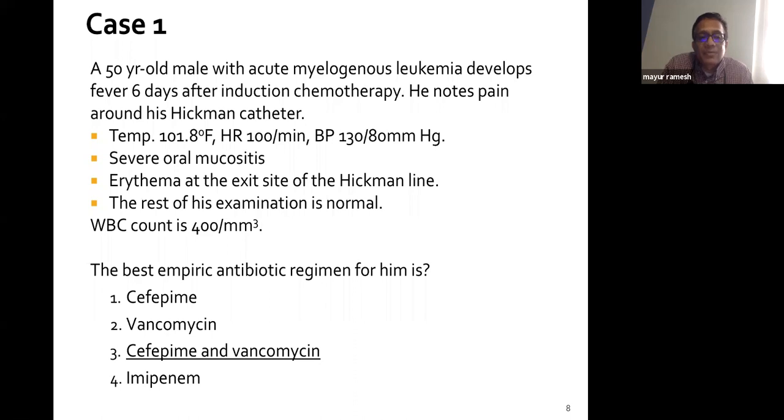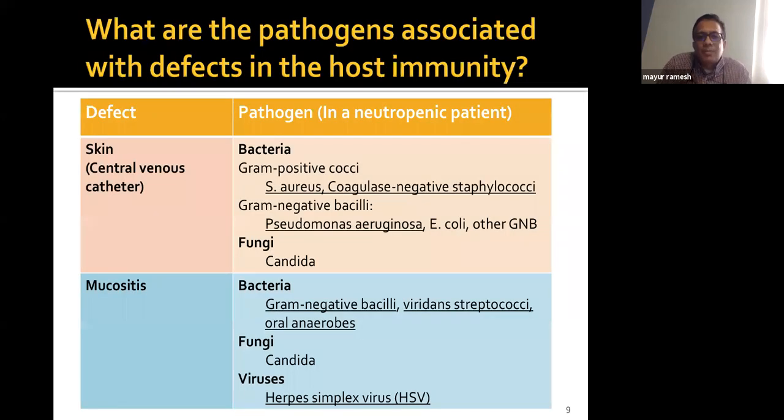So the answer is cefepime plus vancomycin. So what are the pathogens associated with the defects? The defect in this patient, we will talk about the skin deficit as one thing. The common bacteria associated with skin are skin organisms, Staph aureus, coag-negative staph. Occasionally, you see gram-negative organisms that can be colonized on the skin, such as Pseudomonas, E. coli, or other gram-negative bacteria. And let's not forget Candida, which can also be colonized as well. So those are the things that we'll be considering if it's a skin source of infection.